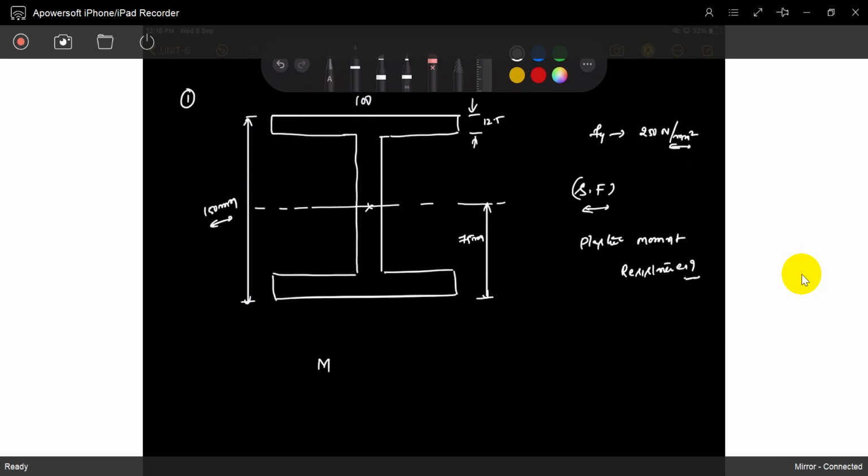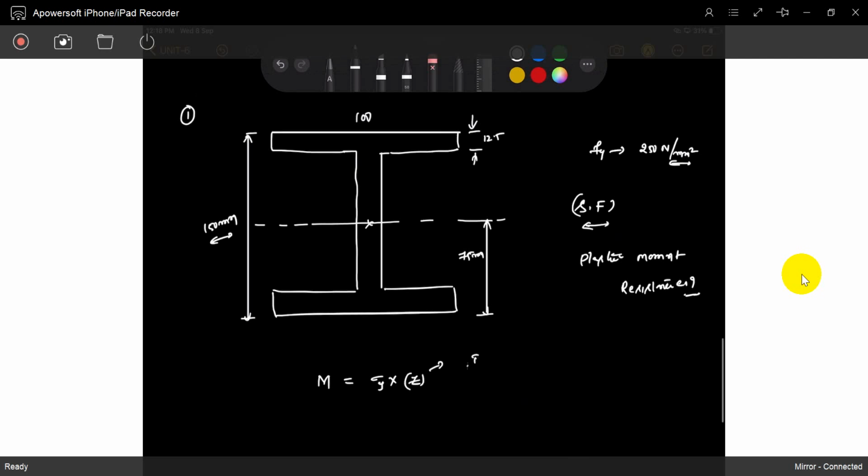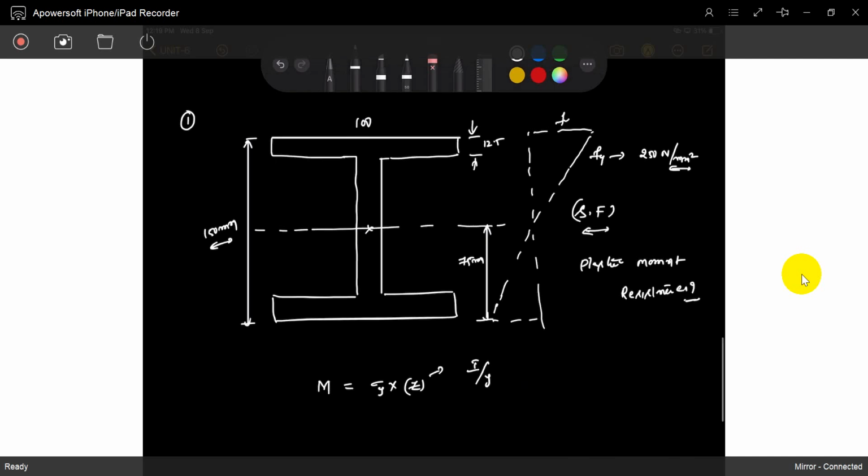If someone asks what is the moment carrying capacity by elastic analysis, M is sigma y into Z. What is Z? Z is I, the moment of inertia, divided by y, which is 75. You can easily find it out. Otherwise, you can draw the strain diagram and see the stress reaching.